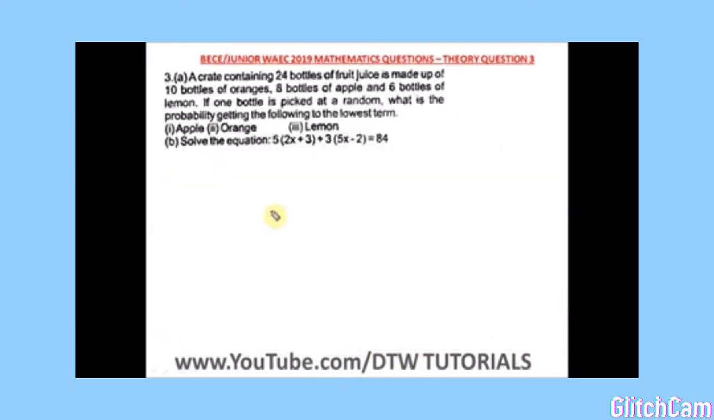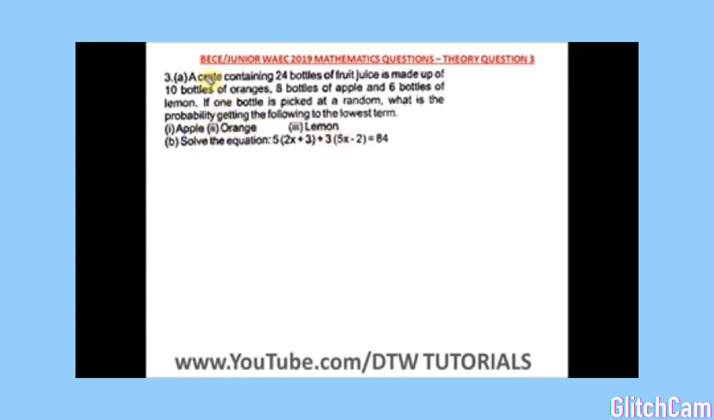Theory question 3 of the BECE Junior WAEC 2019 Mathematics Past Question says, 3A says, a crate containing 24 bottles of fruit juice is made up of 10 bottles of oranges, 8 bottles of apple, and 6 bottles of lemon. If one bottle is picked at random, what is the probability of getting the following to the lowest term? Okay, so we're looking for the probability of picking an apple, an orange, or a lemon.